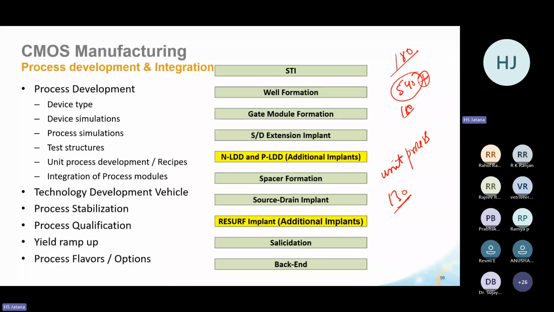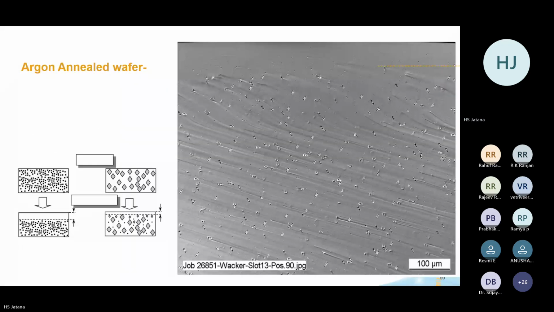So what is a unit process? Like, you see, this is the starting material of a wafer. Most of these wafers are grown by the CZ process, the Czochralski process. So it has to be pure silicon, with a 100 crystalline structure.